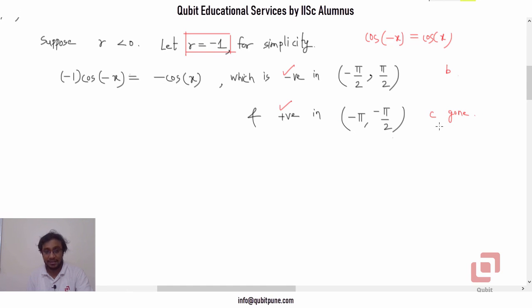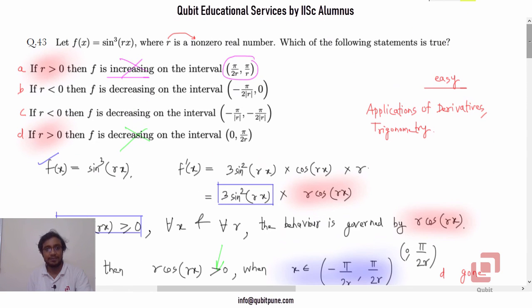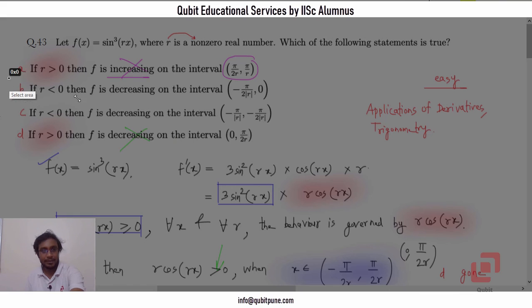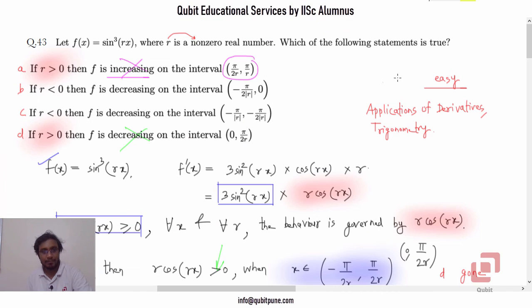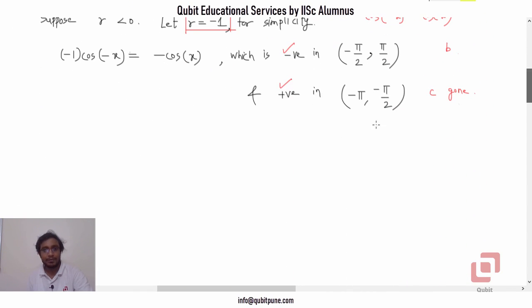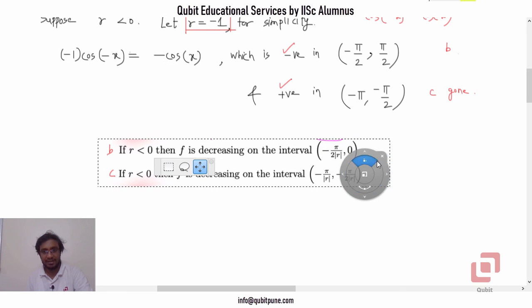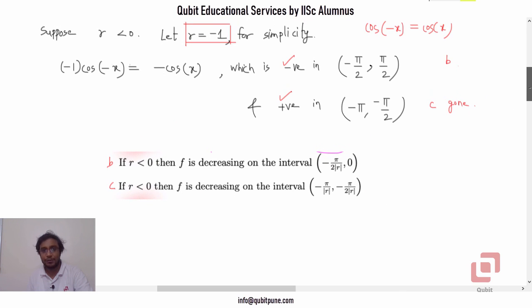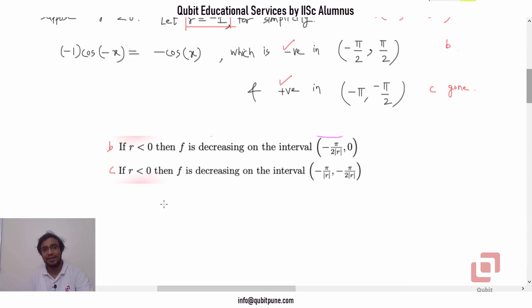See, let me paste options B and C here for your clarity. Okay, these are the options B and C. Let's first talk about C, which is the incorrect one. They're saying if r is negative, then f is decreasing on the interval negative pi by mod r to negative pi by 2 mod r. In our case, the interval is negative pi to negative pi by 2.